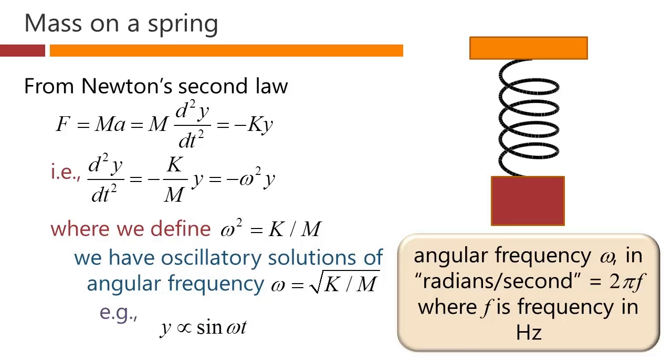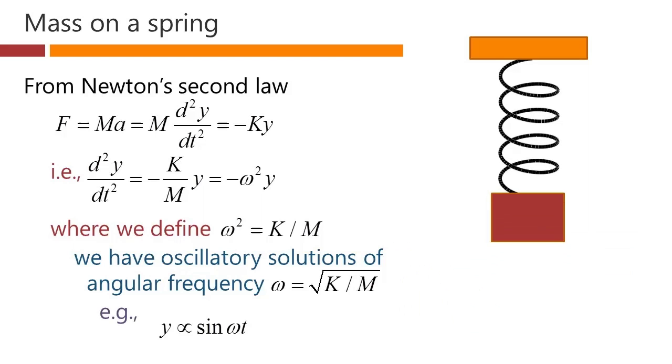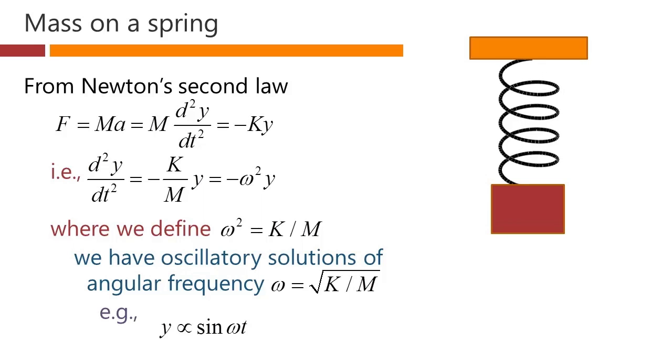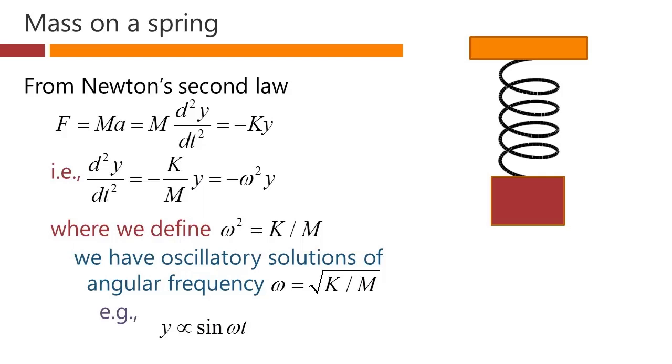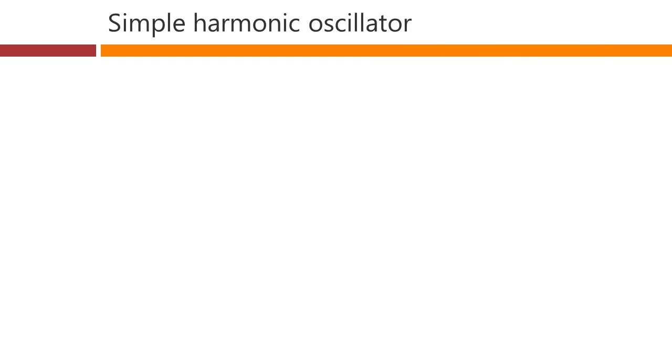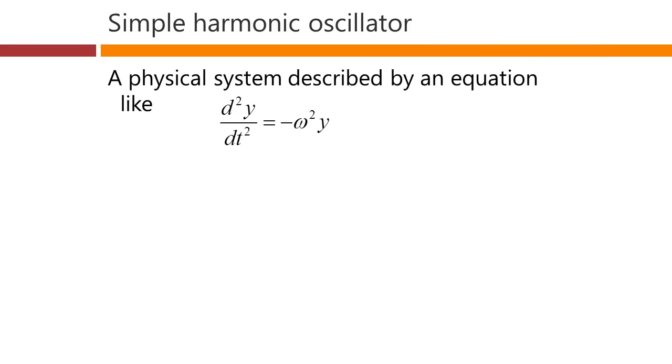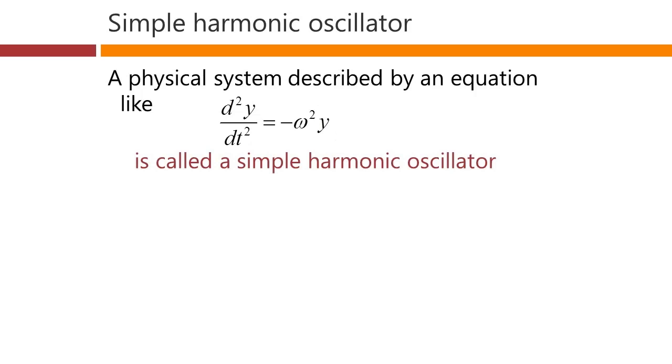So let's watch this oscillate. It goes up and down in a nice sinusoidal motion here. And we call this, as I said, a simple harmonic oscillator. So a physical system described by an equation like this one, d2y by dt squared is equal to minus some positive number, that's one of the aspects we get out of the omega squared, it's necessarily positive for omega being real, minus some positive number times y, it's a simple harmonic oscillator.